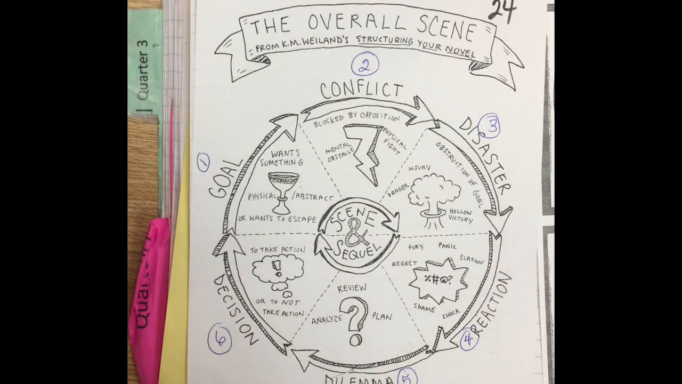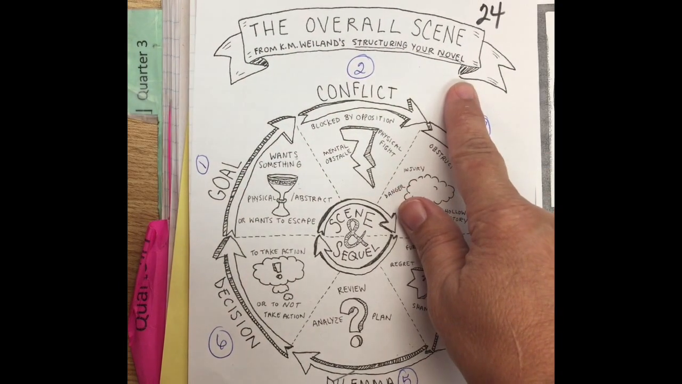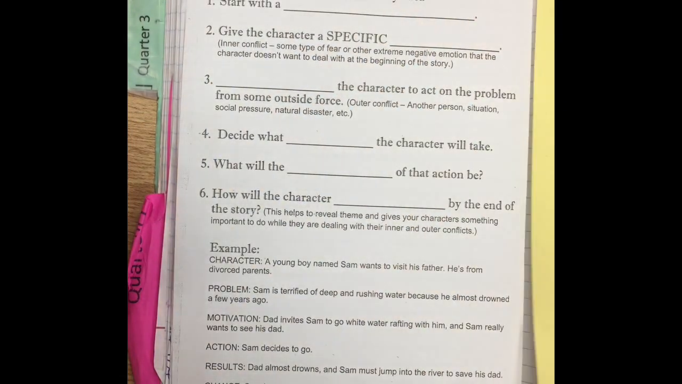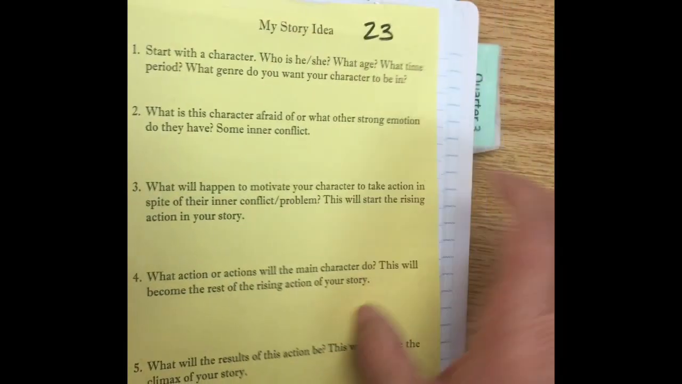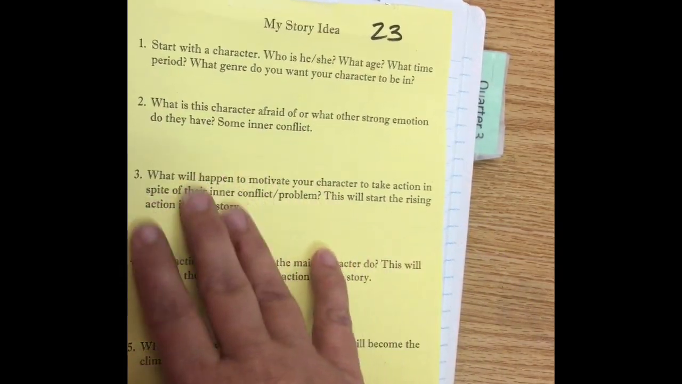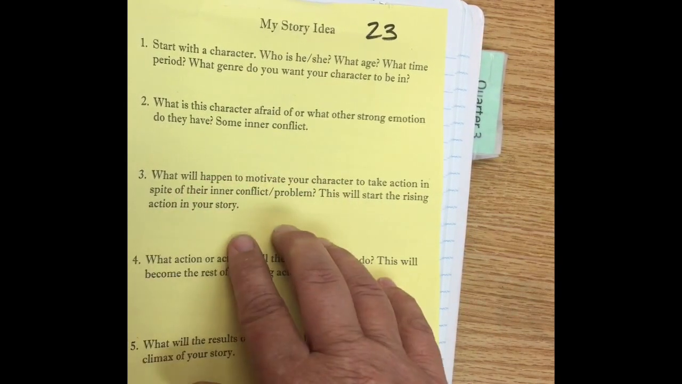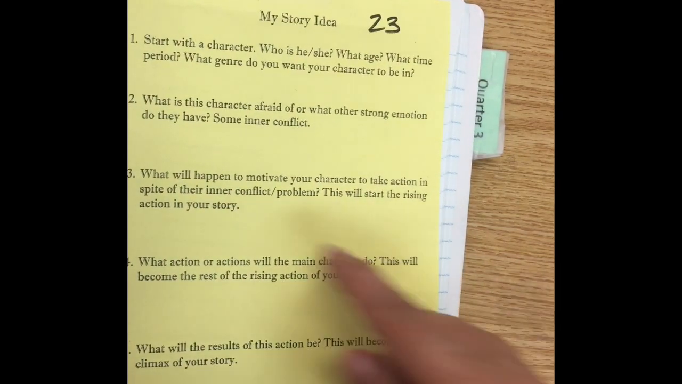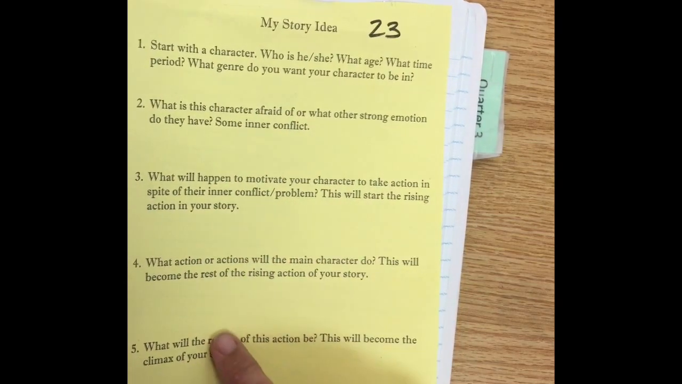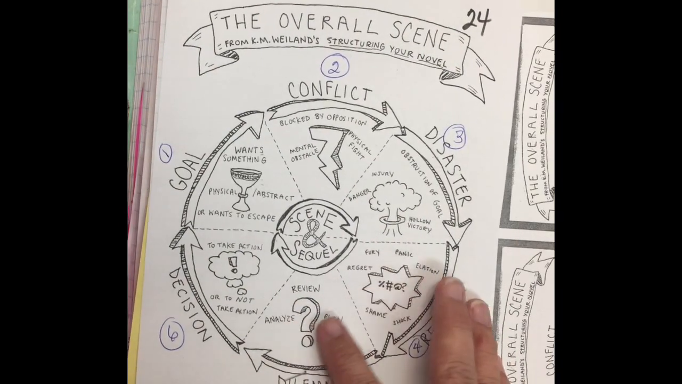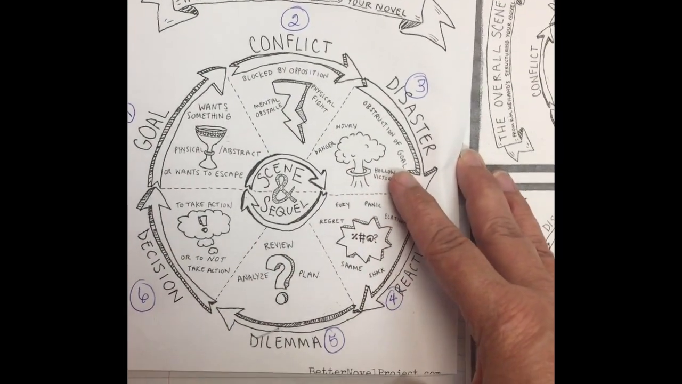Okay, so today we are going to be working on the overall scene of your story. Now, when you're looking at your story idea from the previous page, number 3, that's where you're going to start writing scenes from. So you can do a scene about number 3, number 4, number 5, any of those 3 scenes. So either the beginning, the middle, or the climactic part. Okay? So that would be the inciting incident, very beginning where the conflict starts, the rising action, or the climactic ending.